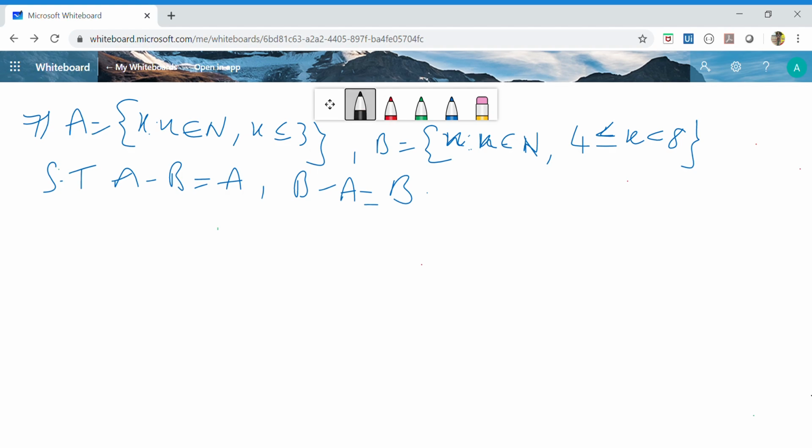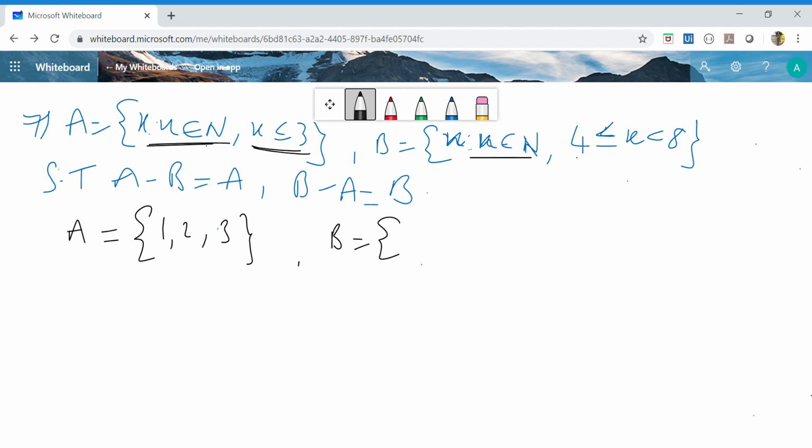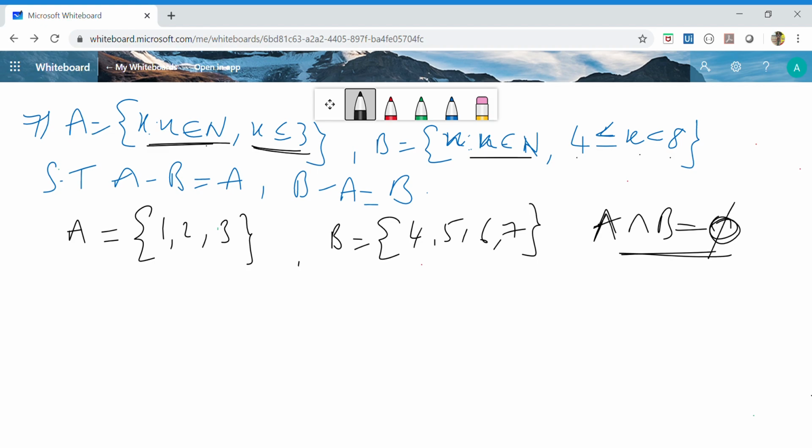Okay. So here you will get the roster form of A. A is x such that x belongs to N, natural numbers, less than or equal to 3. So 1, 2, 3 are included in A. And what is set B? Set B is natural numbers from 4 to less than 8. So 4, 5, 6, 7 you have to take. And what type of sets these are? Disjoint sets, as A intersection B is equal to null set. Are any common elements there? No common elements. So A intersection B is null set, so they are disjoint sets.